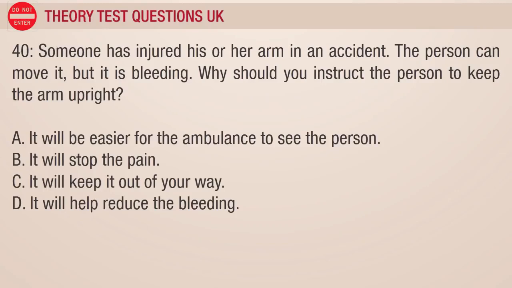Question 40. Someone has injured his or her arm in an accident. The person can move it, but it is bleeding. Why should you instruct the person to keep the arm upright? A. It will be easier for the ambulance to see the person. B. It will stop the pain. C. It will keep it out of your way. D. It will help reduce the bleeding.